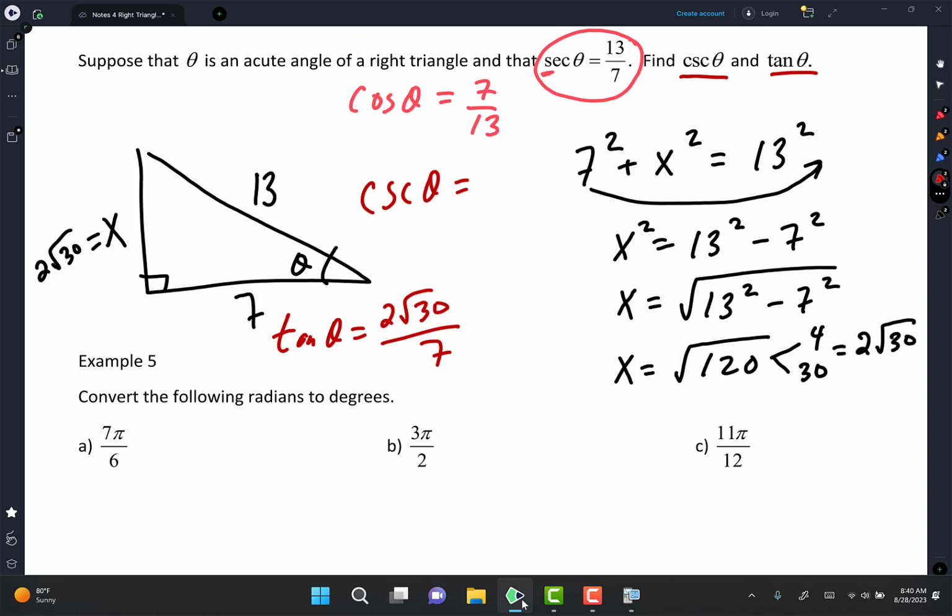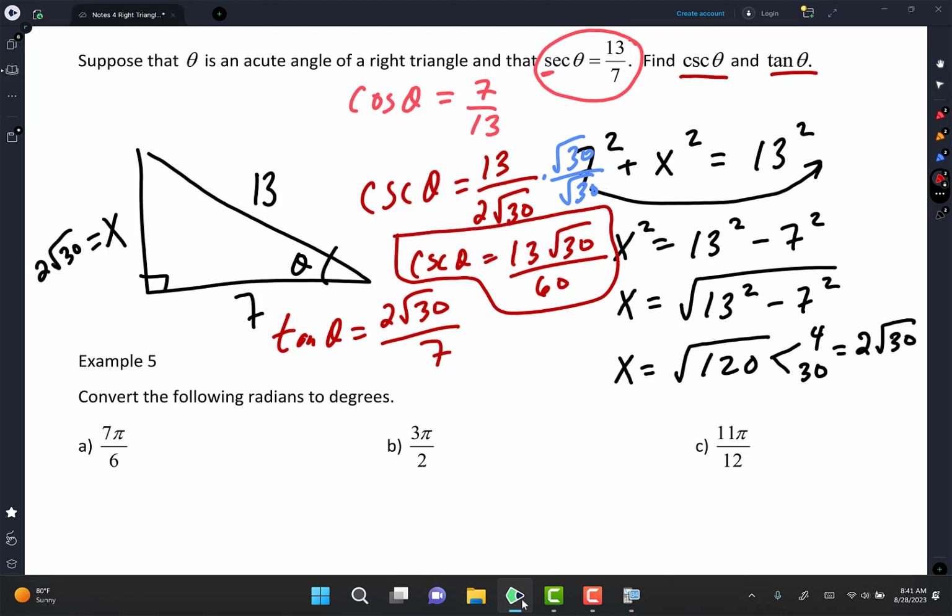Cosecant is the reciprocal of sine. So instead of saying 2 square root of 30 over 13, you're going to say 13 over 2 square root of 30. But we got to rationalize it. So I'm going to multiply that by square root of 30 over square root of 30. So let's see what we get. Cosecant theta is equal to 13 square root of 30 over 2 times 30, which is 60. And I don't believe it simplifies, so there it is.